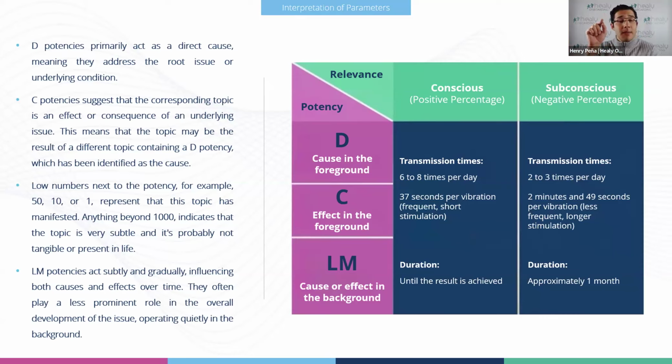And then lastly, keep in mind that depending on whether it's a conscious topic or a subconscious topic, meaning a positive relevance or a negative relevance, you would need to run different transmission times. My recommendation is that if you don't want to really think about this so much, you just stick to short periods of time. That's going to be the rule of thumb. Short periods of time, usually as you can see, 37 seconds to almost 3 minutes. And you want to run them multiple times a day. So on the right side, you see 2 to 3 times a day. The other one says 6 to 8.